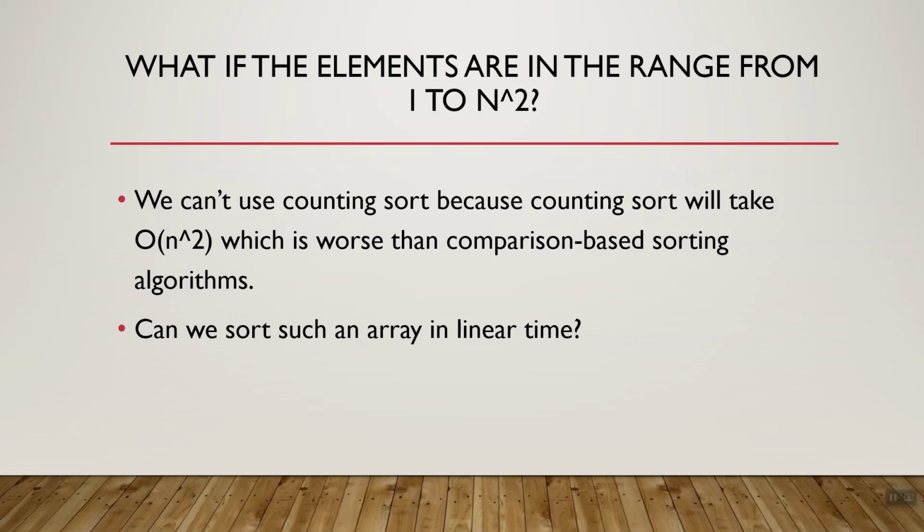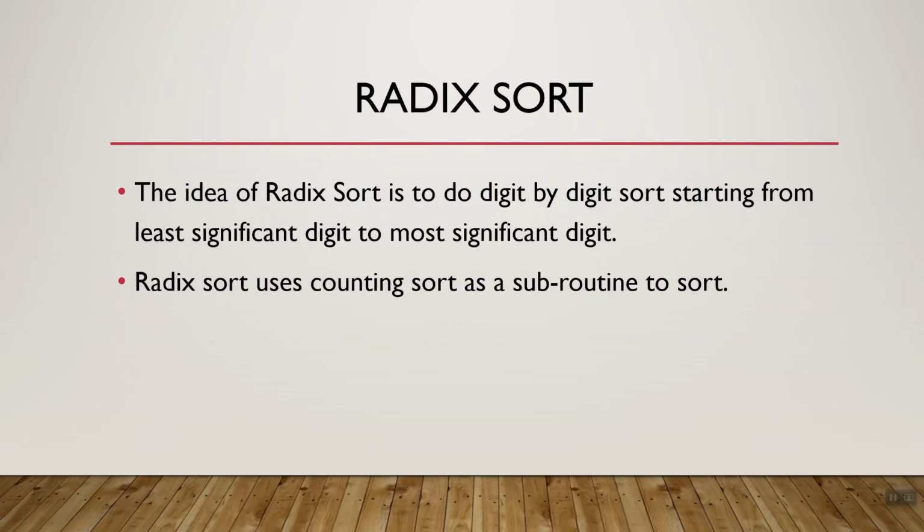What if the elements are in the range from 1 to n square? We can't use counting sort because counting sort will take O of n square, which is worse than the comparison-based sorting algorithm. So is there any other solution? Well, yes, radix sort is the answer.